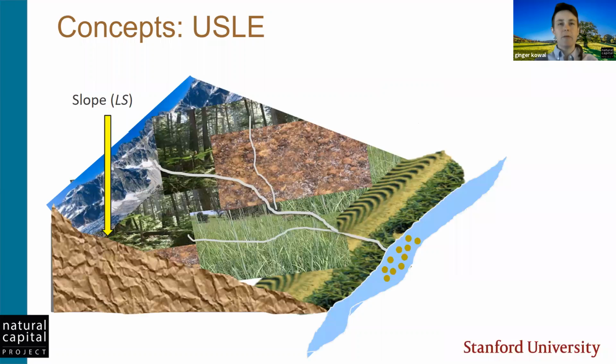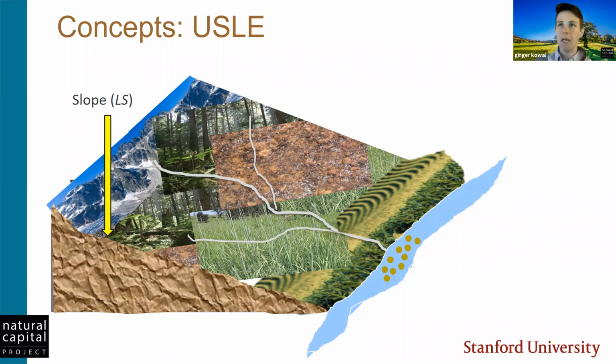We talked about this a little bit in the first workshop. So USLE tells us how much sediment is expected to erode from a parcel or a pixel. And it's the product of these five factors. Each of these factors is considered per pixel.